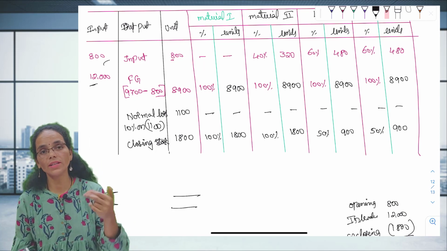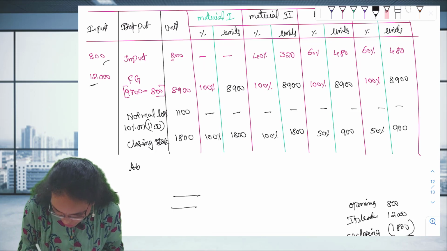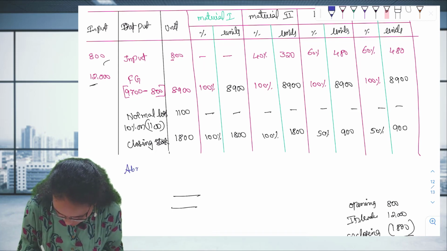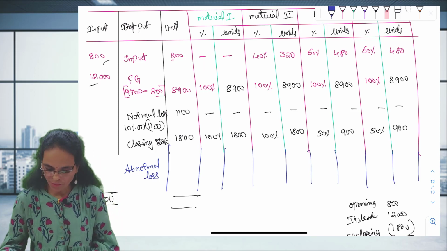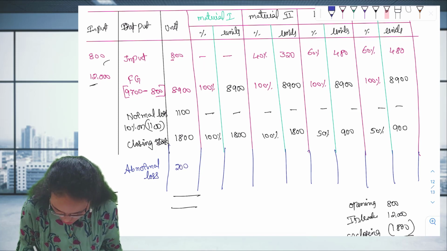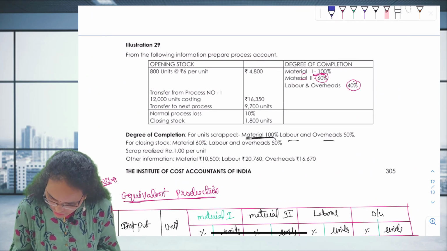So what must the reason be? The reason must be abnormal loss. Abnormal loss units, how many? 200 units. So that you are getting 12,800 units. Right. See here.